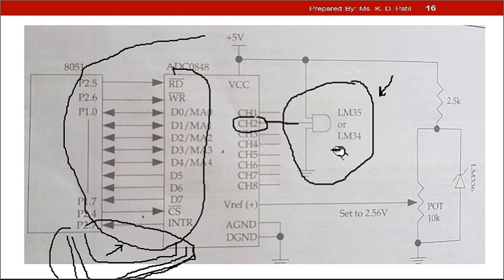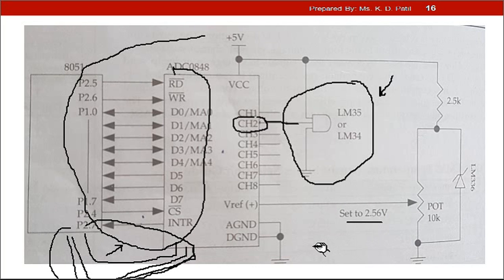Okay, so other things are the same, only the temperature sensor is added extra in this diagram. And the V reference positive is set to 2.56 volt. We know why we have set it to 2.56 volt. We have seen it in the previous explanation.